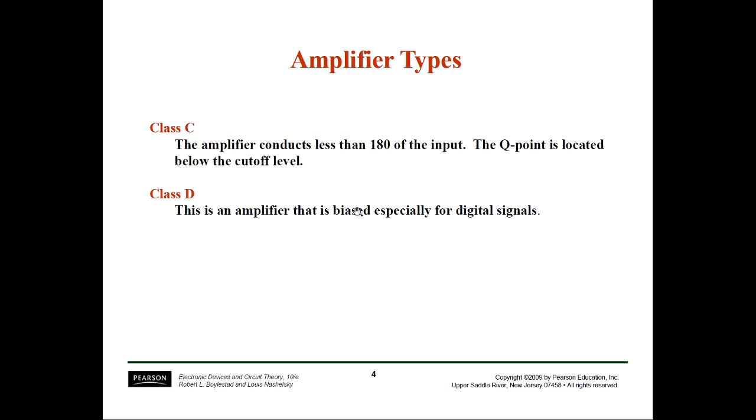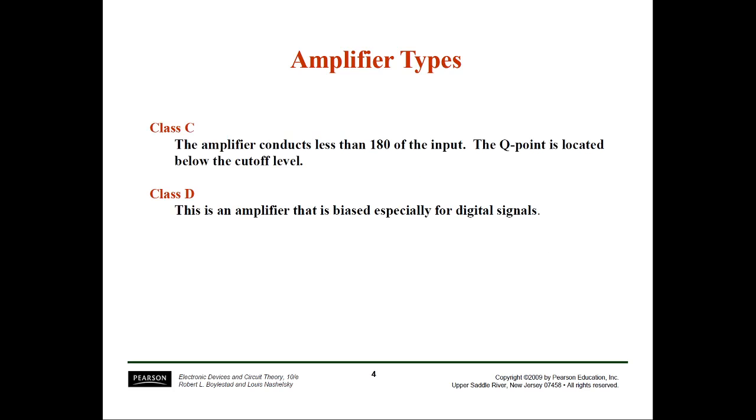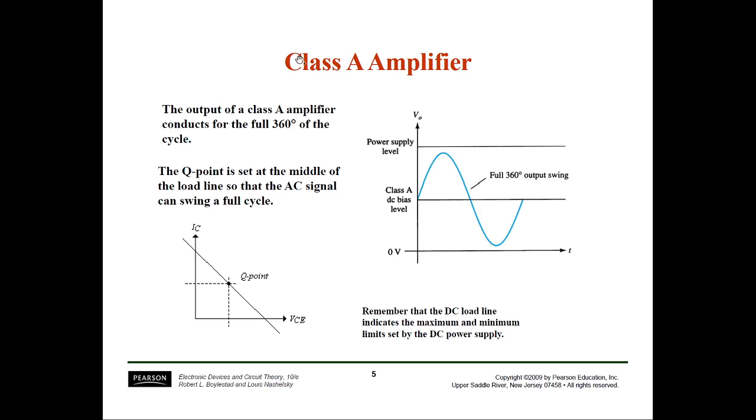The class C amplifier conducts less than 180 degrees, and the Q point is located below the cutoff region. And the class D amplifier is specially for digital signals. For digital signals, we use class D. Especially, you have to remember these four categories: class A, class B, class AB, and class C. We will discuss them one by one.